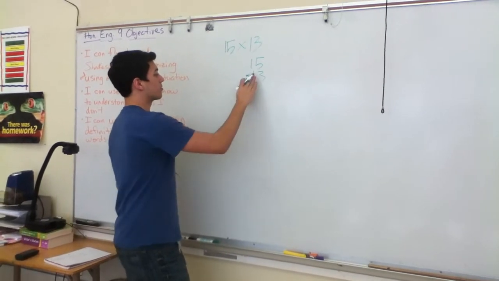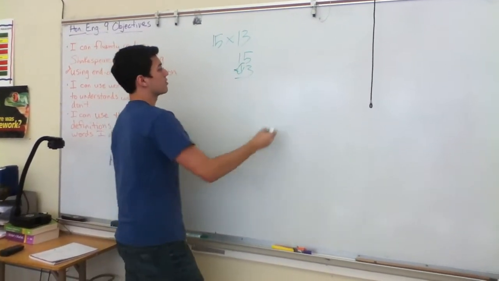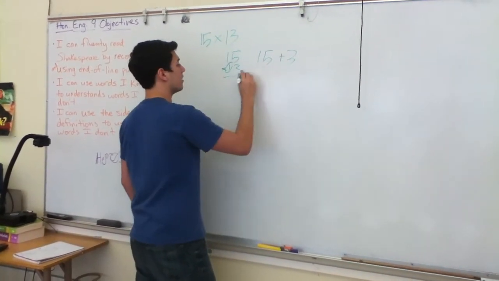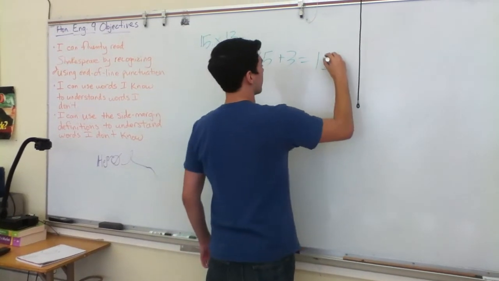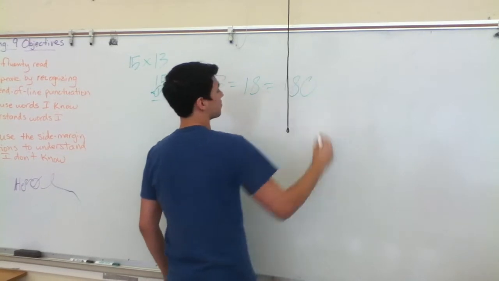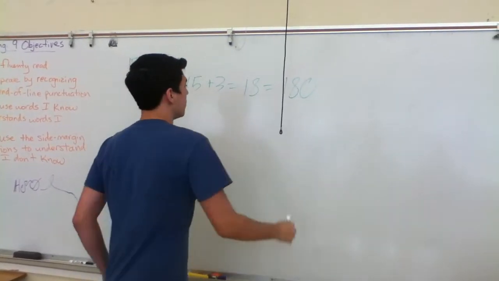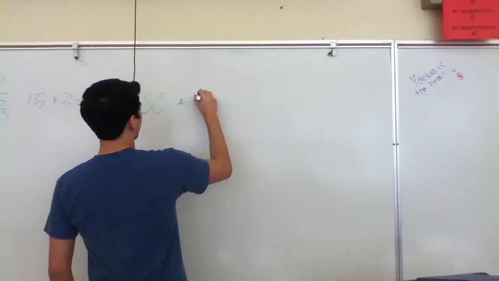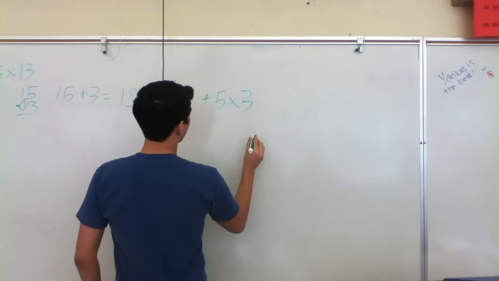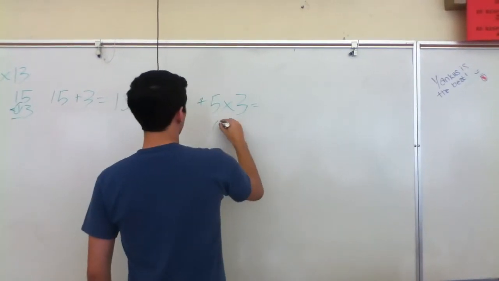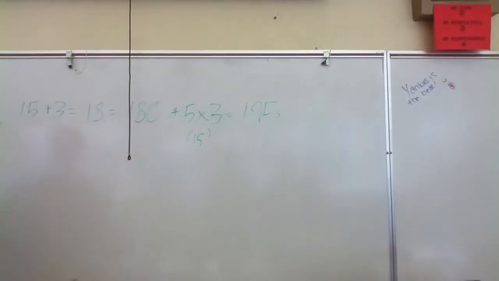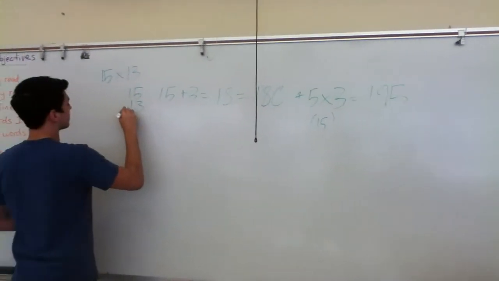But for now, I'm just going to forget about this 1. So I'm just dealing with 15 and 3. I add the 3 to the 15 to get 18. Multiply it by 10, or just add a 0 at the end. 180. Then 5 times 3, that is 15. So the product is going to be 195.